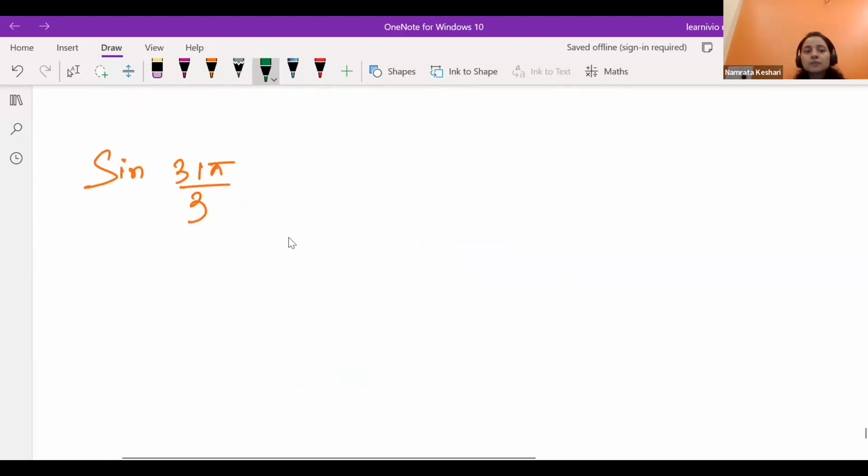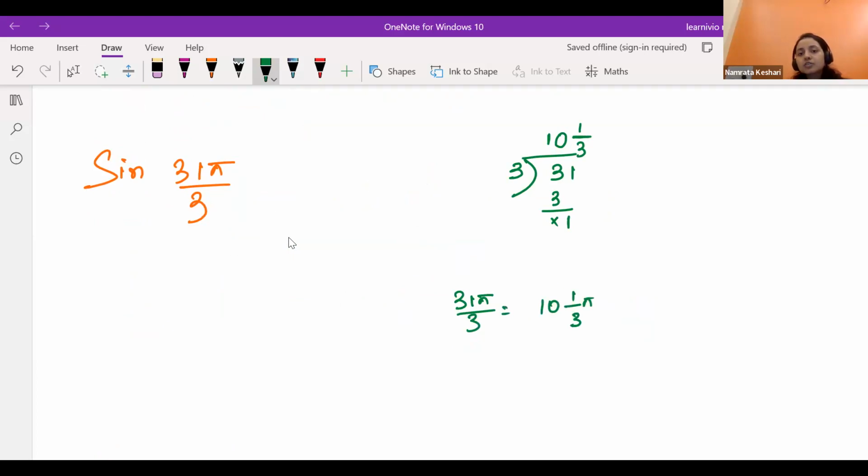So let's do the division. If we take just 31 and do the division by 3, what are we getting? 10 times 3 is 30, and 1 we will copy, so 10 and 1 by 3. We can write it like this. Yes or no? 31 pi by 3 can be written as 10 1 by 3 pi. Yes or no? We can write it like this.